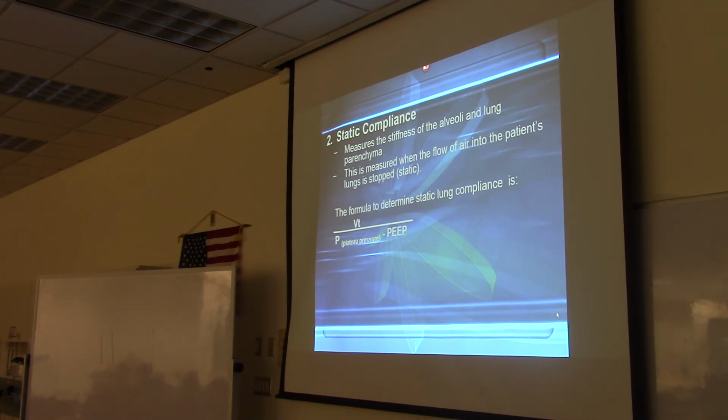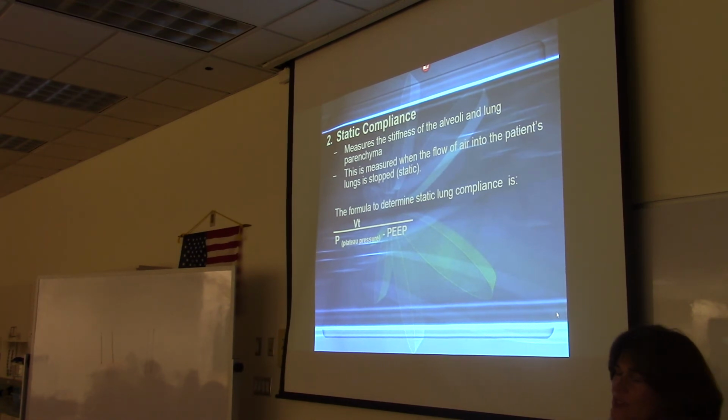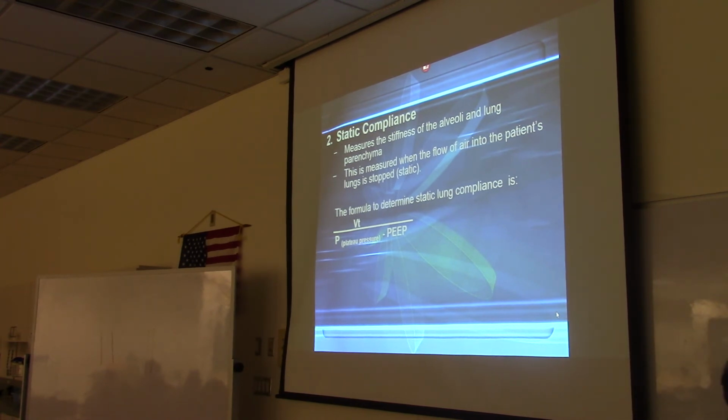All right, so dynamic compliance, you push the air into the lung, you see pressure building up. And when you see pressure building up, you don't know if it's because your airways have increased resistance or is it because your alveoli are stiff? You don't know. You just see that your pressures are up. Well, with a static compliance reading, you're able to see only the alveoli and the lung parenchyma. So how do you do that? You stop the flow of air in the patient's lungs.